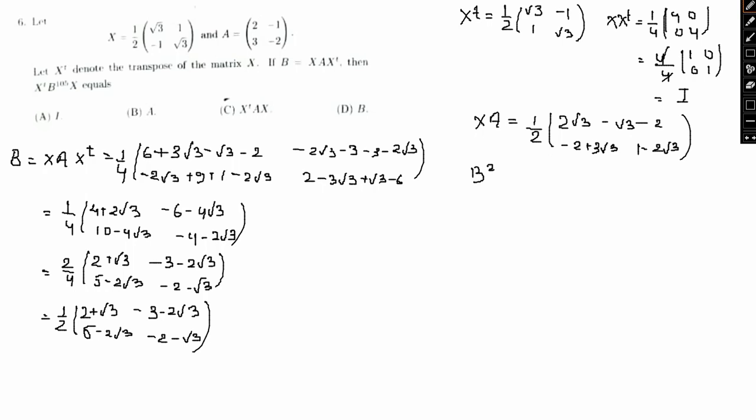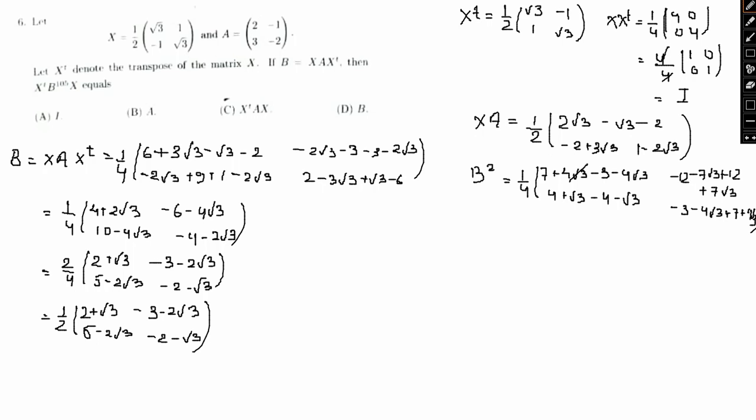Again, if we take a look at B square, B square can be written as 1 by 4, 7 plus 4 root 3, minus 3 minus 4 root 3, this is 4 plus root 3, minus 4 minus root 3, minus 12 minus 7 root 3, 12 plus 12 plus 7 root 3, and minus 3 minus 4 root 3, plus 7 plus 4 root 3. Okay, so this is what we have.